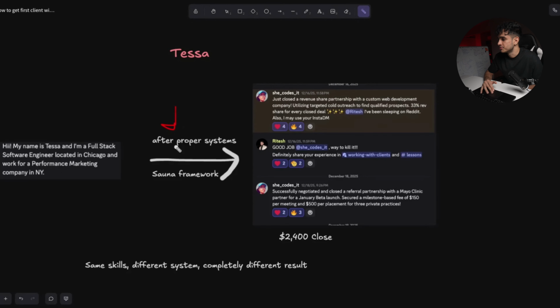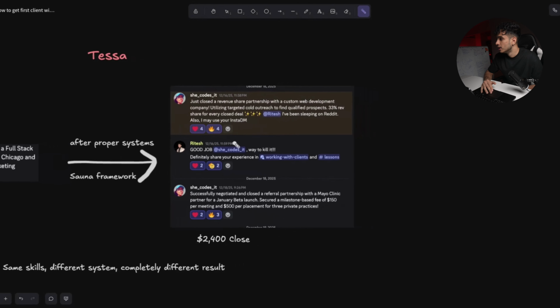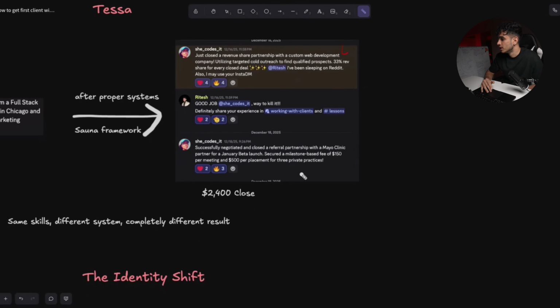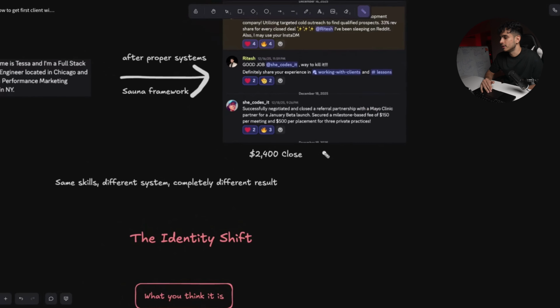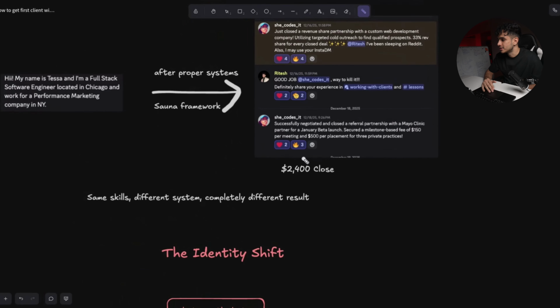After proper systems and the Sauna framework, which helps you turn cold leads into super hot leads, she closed a revenue share partnership with a custom web development company. She utilized targeted cold outreach to find qualified prospects. She landed 33% rev share deals. She landed $500 per placement and $150 base fee deals. Again, all because she followed a system.